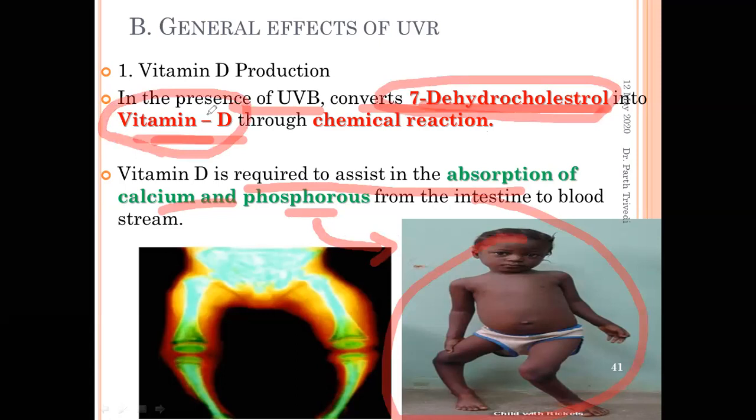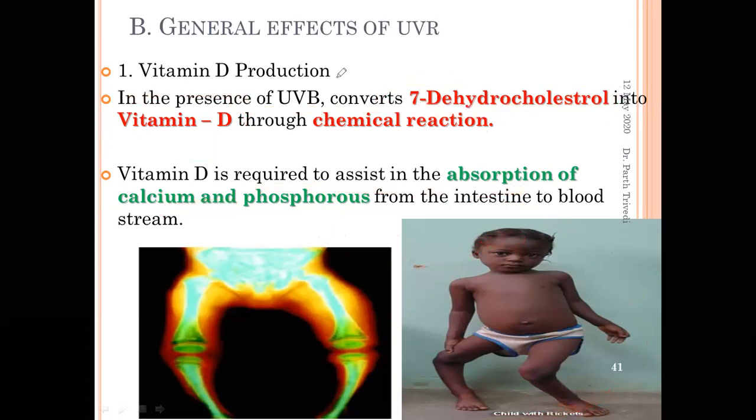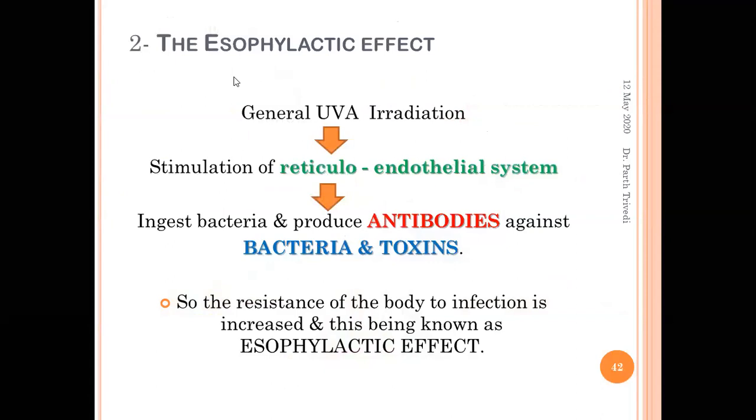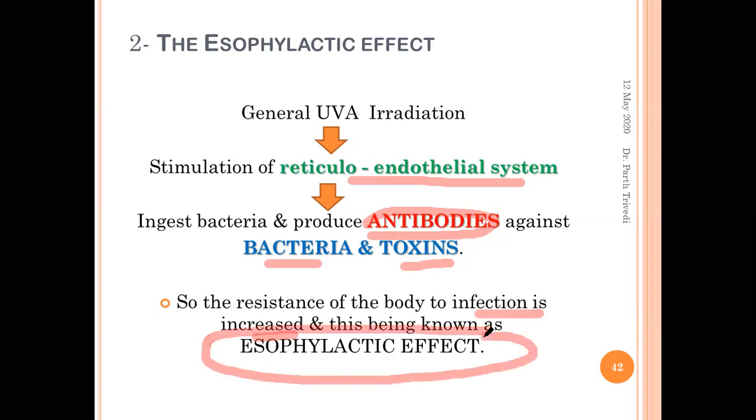7-dehydrocholesterol is converted into vitamin D. Second effect is the prophylactic effect. The prophylactic effect is nothing but stimulation of your reticuloendothelial system. Thus, it produces antibodies against bacteria and toxins, similar to your immune system. So if you give UVR, and specifically UVA, it stimulates the reticuloendothelial system and antibody production against bacteria and toxins. So the resistance of the body to infection is increased, and this is known as the prophylactic effect.